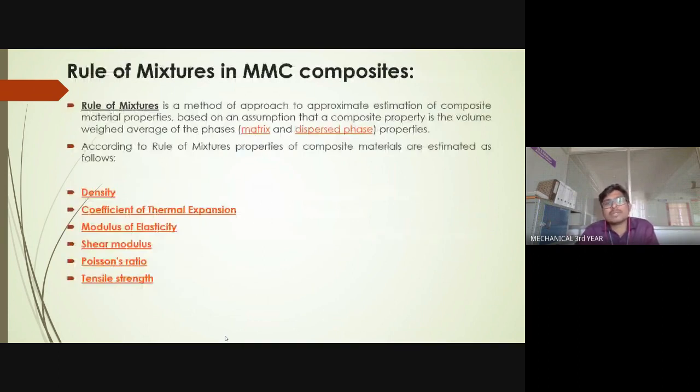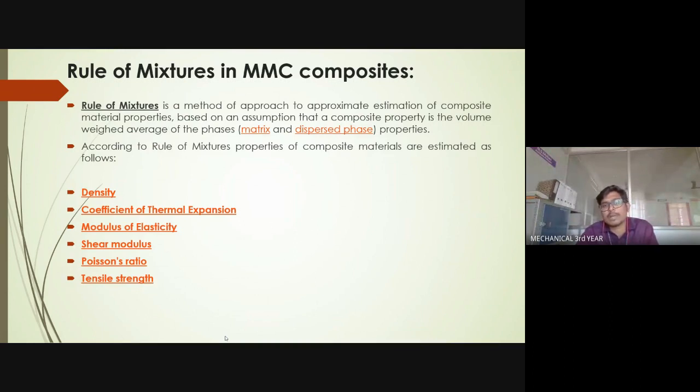So we have the rule of mixtures in MMC composites. We have specific rules in order to produce a component when you are choosing a metal matrix composite. So here we have a definition for the rule of mixtures. The rule of mixtures is a method of approach to approximate estimation of composite material properties. So here we have to do an approximate estimation before choosing your metal matrix. The rule of mixtures is based on the assumption that a composite property is the volume weighted average of the phases.